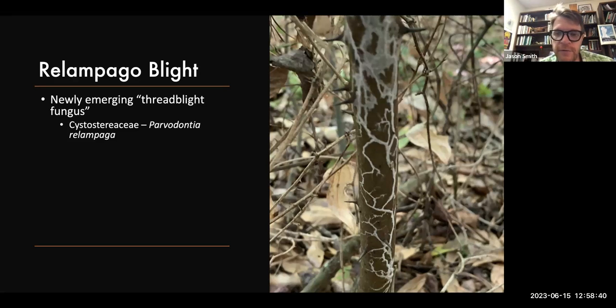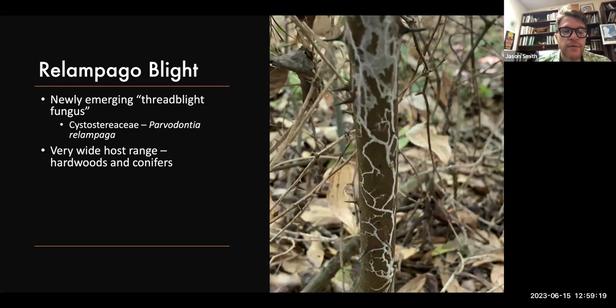My former PhD student, Claudia Paez, has done most of the work on this. We don't know where this fungus came from, but all we know is that it is associated with a wide range of hosts. The fungus produces this white mycelial growth on the external portions of the host, like you see on the right. In some cases, it very much looks like lightning. And so I came up with the name Relompigo, which in Spanish means lightning. We thought it would make a good name because it seems to move quickly, it seems to kill the host quickly, and it looks like lightning. So we came up with the name Relompigo blight.